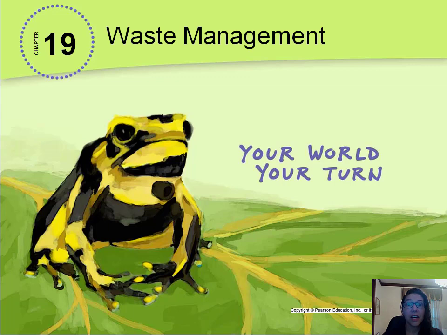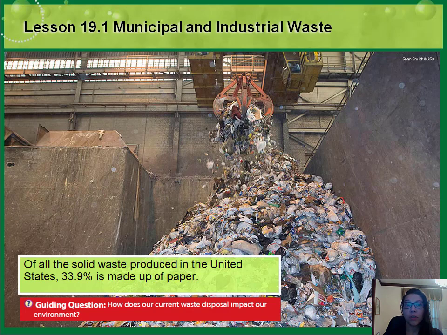All right, so let's look at chapter 19, and we're going to be talking about waste management. So chapter 19.1, which we'll cover for Monday and Tuesday's lecture, is discussing municipal and industrial waste. So out of all the solid waste that is produced in the United States, approximately 34% of it is made up of paper. And so our guiding question for this section is going to be, how does our current waste disposal impact our environment?